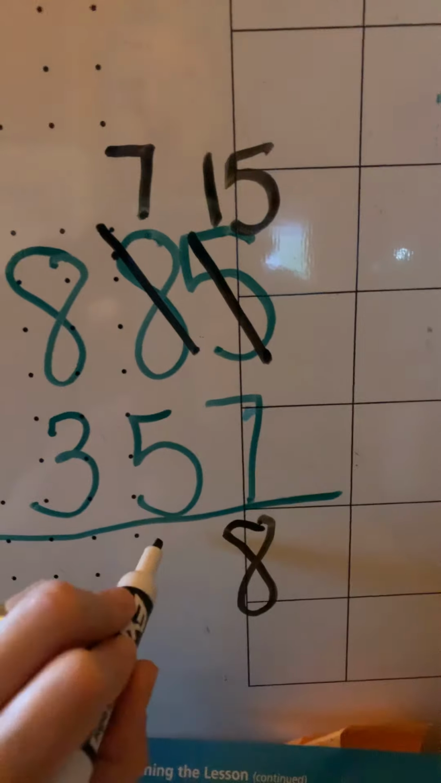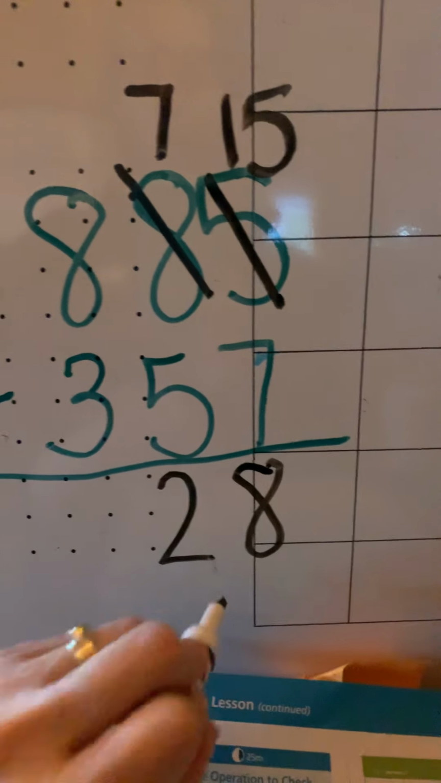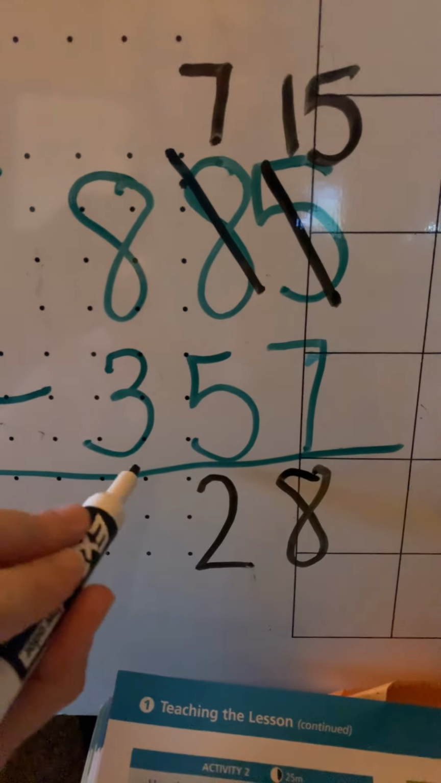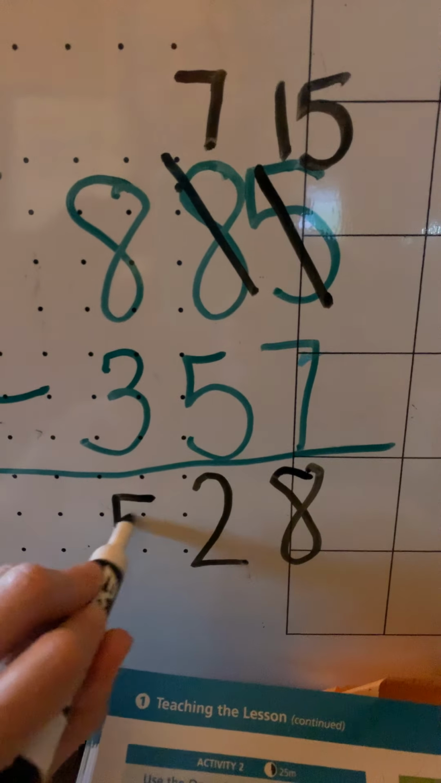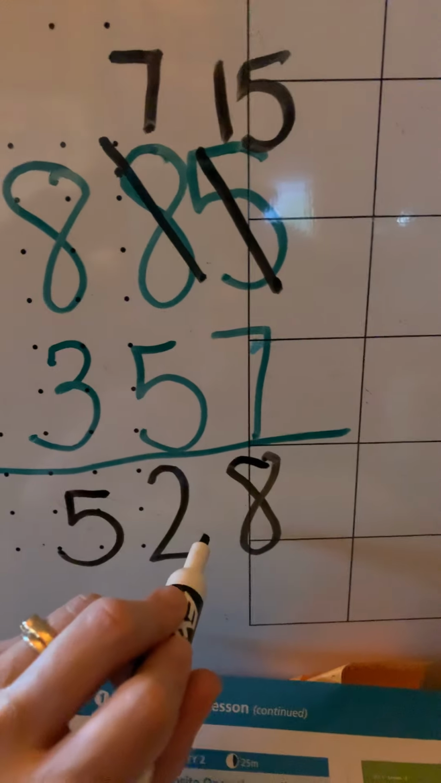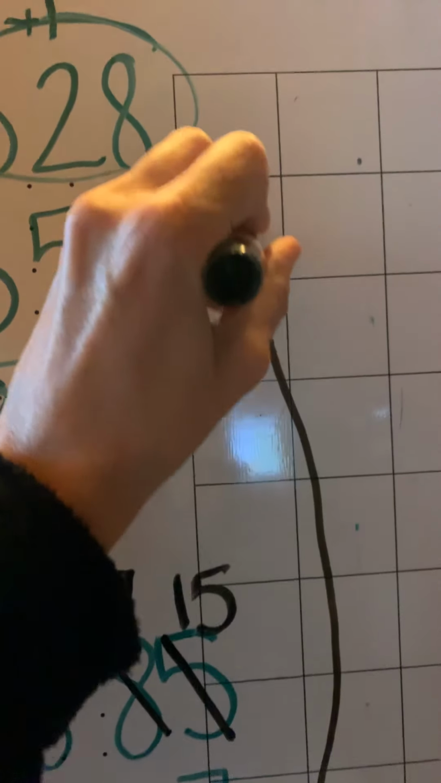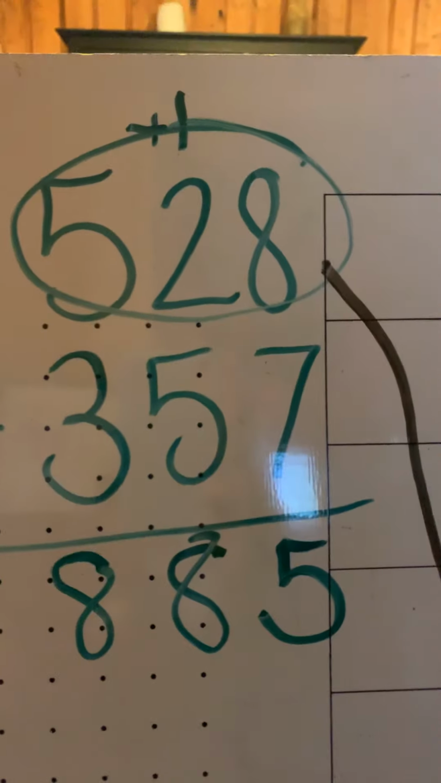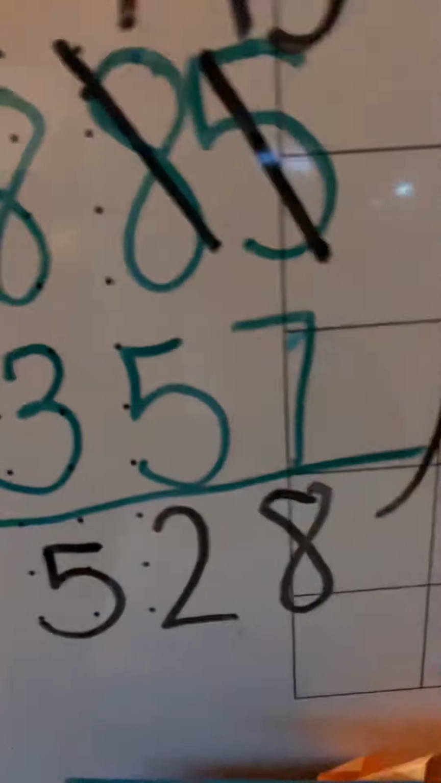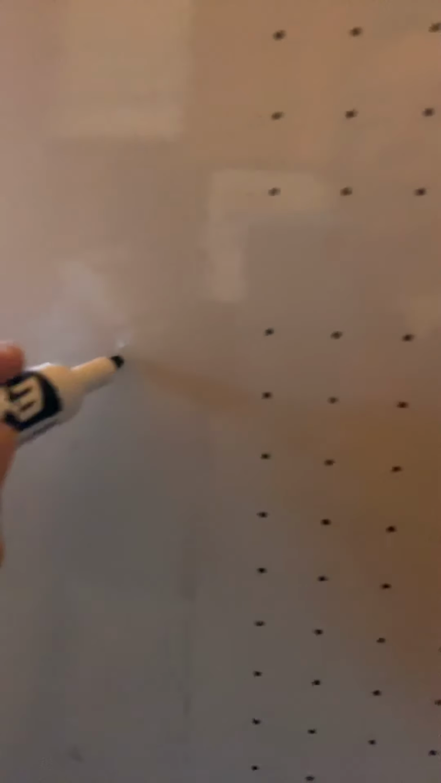7 minus 5 is 2. And 8 minus 3 is 5. Did we get the same answer as 528? 528. Very good. Now, how would we make this into a math mountain?